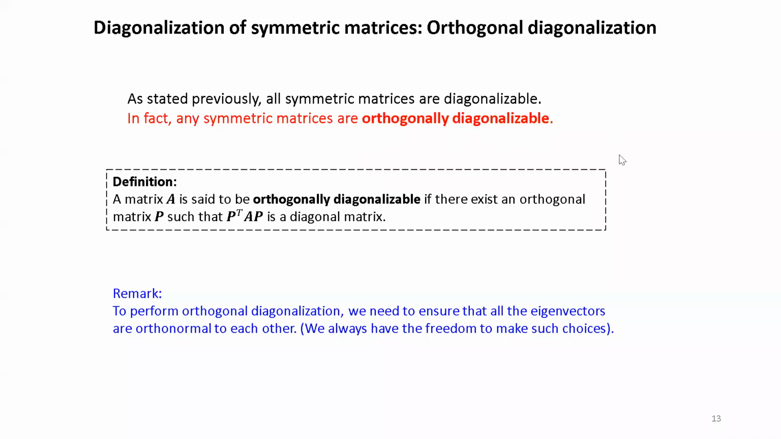Okay, so let's continue. Now we are ready to do diagonalization of symmetric matrices. For symmetric matrices, we have a diagonalization that is known as the orthogonal diagonalization. I'll tell you how it is different from the diagonalization that we have talked about previously. Let me start with the definition of this orthogonal diagonalization.